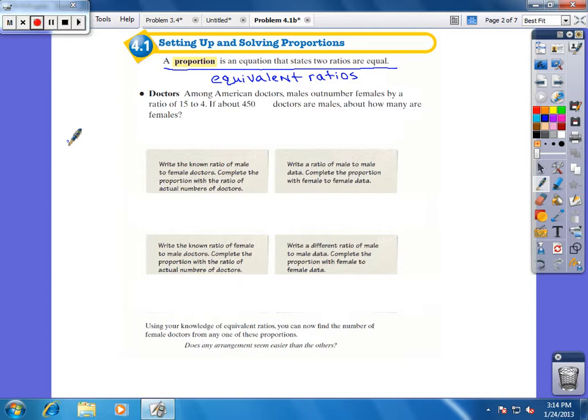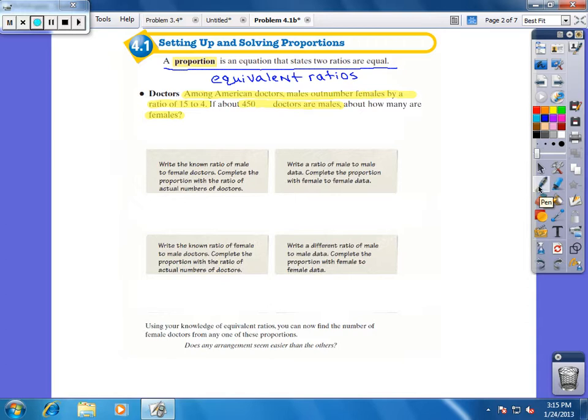There are several ways to set up proportions. Depending on the ratios, one proportion might be easier to solve than another. Let's look at 4 ways to set up proportions using the following ratio. Among American doctors, males outnumber females by a ratio of 15:4. If 450 doctors are males, how many will be female?